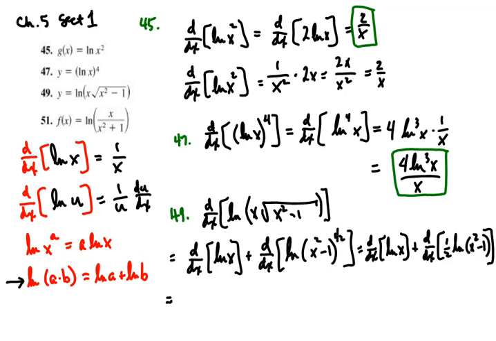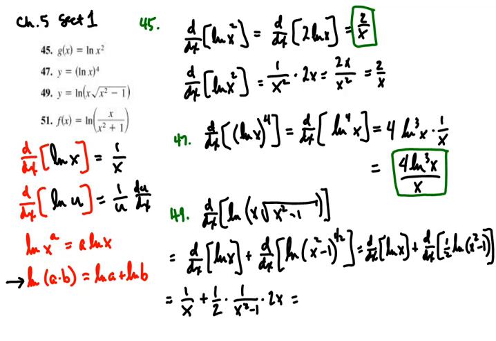And the first term is pretty easy, that we know by definition the derivative of the natural log of x is just 1 over x. And the derivative of 1/2 times the natural log of x squared minus 1, the 1/2 is a constant multiple, so it's just going to stay. So we're going to have 1 over x plus 1/2 times. Now the derivative of the natural log of x squared minus 1 is just 1 over x squared minus 1. So the derivative of the natural log of something is 1 over that something. And then we're going to multiply that by the derivative of the inside function, which is just 2x here.